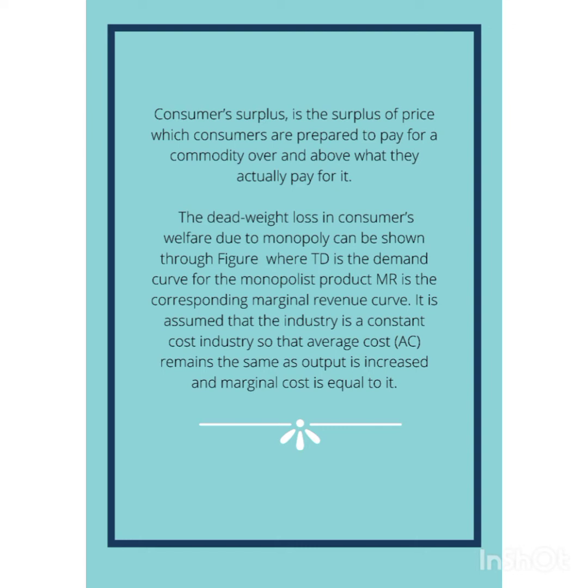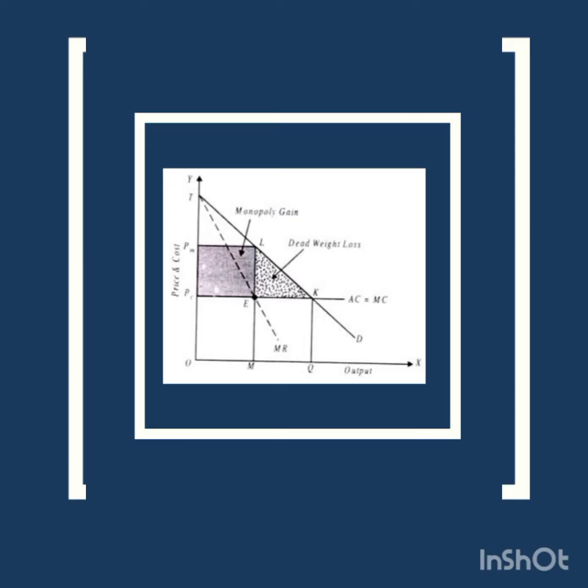It is assumed that the industry is a constant cost industry, so that average cost AC remains the same as output increases and marginal cost is equal to it. Under perfect competition, firms equate price with marginal cost and the industry's output is determined by demand and supply for the product. Since we are considering a constant cost industry, a horizontal line AC equal to MC is the supply curve of the industry. It will be seen from the figure that under perfect competition, the price determined is equal to QK and output OQ is being produced.